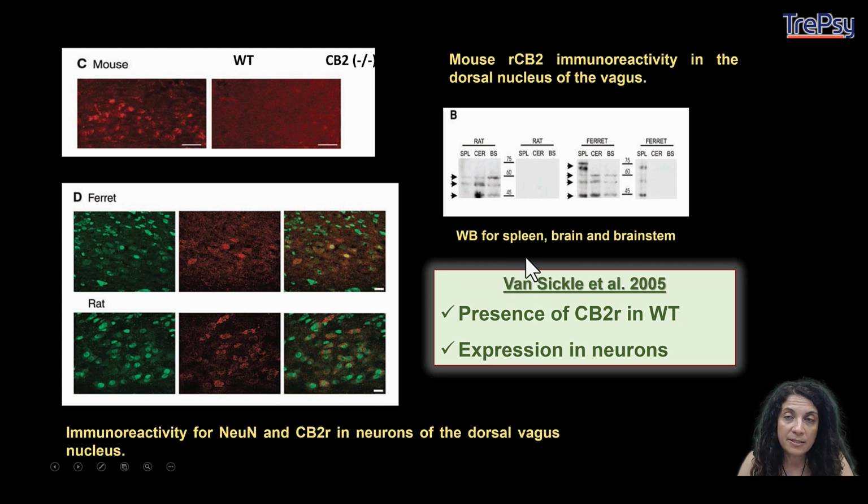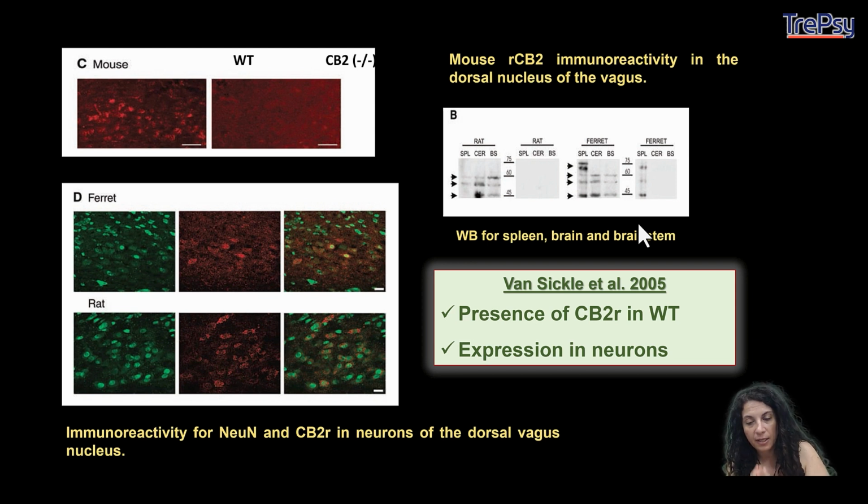So, Van Sickle could characterize this receptor in mouse, in rats, and in ferrets. She did it by immunohistochemistry and Western blot too, as we can observe here. What is the importance of this work? The importance of this work is the presence of CB2 receptor in wild type, and the expression is in neurons.